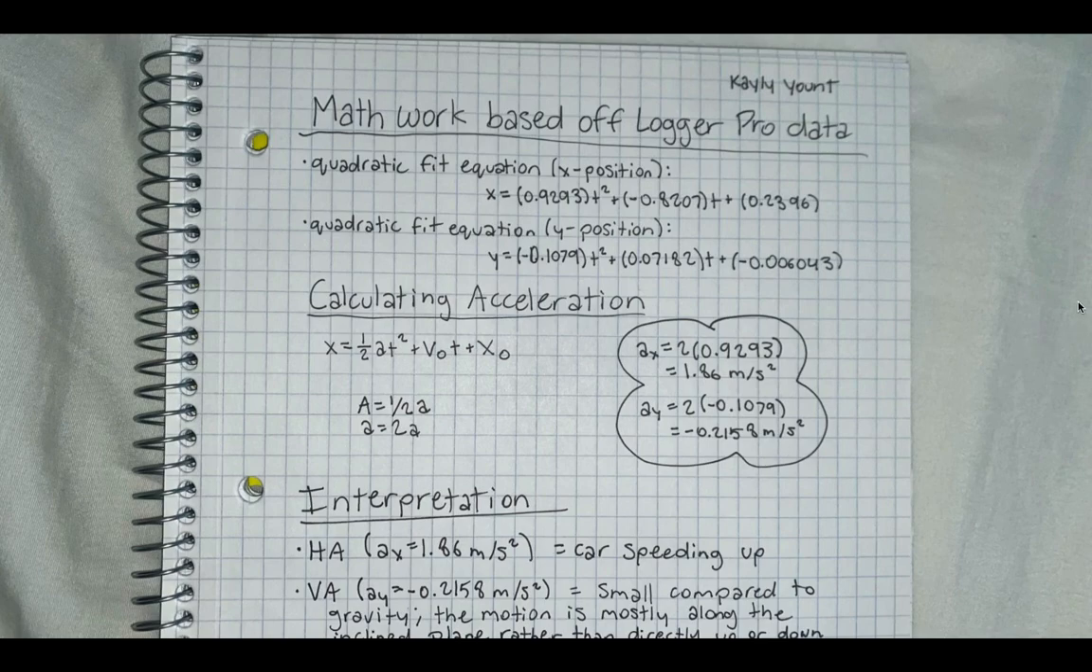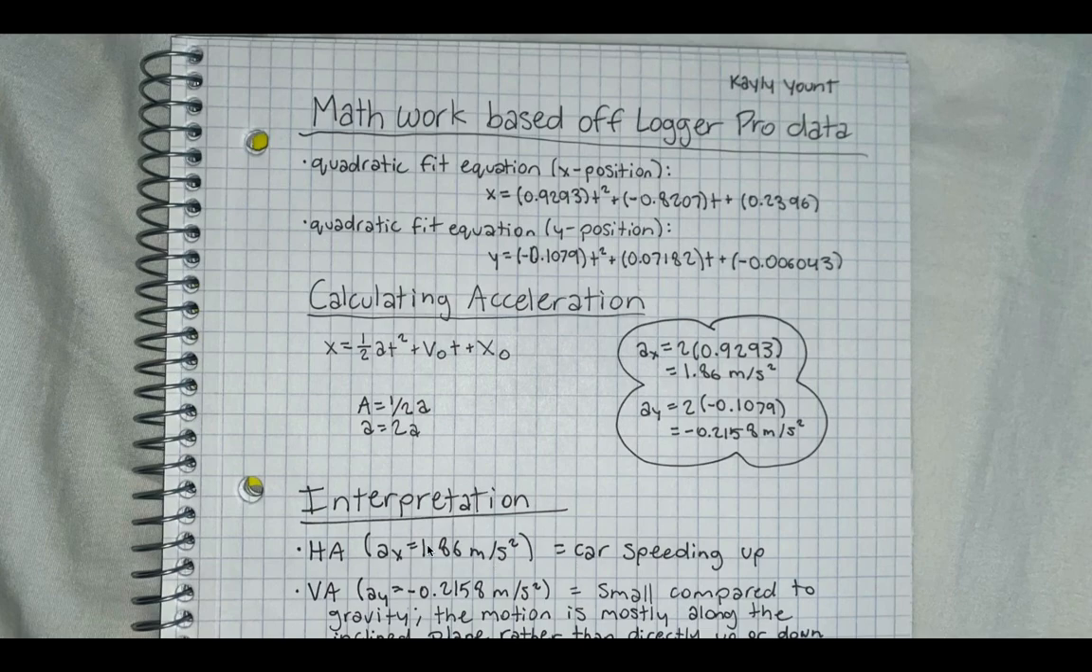So for this part of the project, I used Logger Pro data to calculate acceleration based on the car's motion down the incline. First, I found the quadratic fit equations for both the x position and y position up here. And then these equations describe how the car's position changed over time. And since the motion follows the equation right here, we can compare it to our equations and solve for acceleration. So using the formula right here, a equals 1/2 right there, I calculated the acceleration in both the x and y directions, and these are the answers right here.